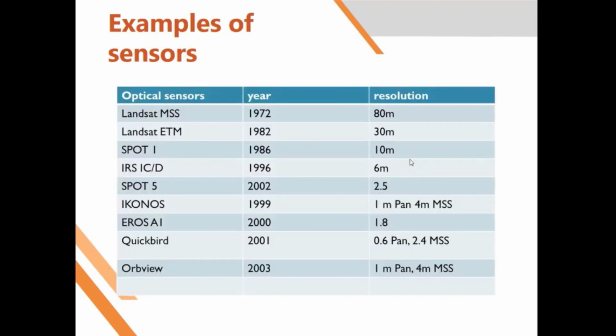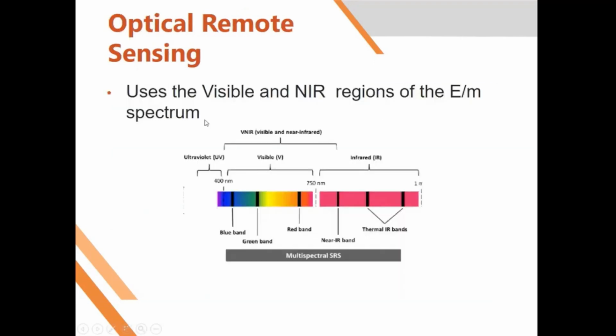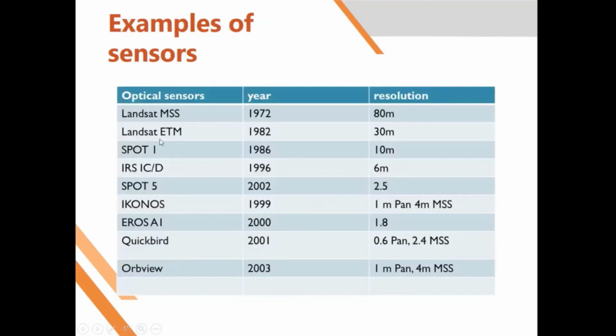So examples of sensors. We have the Landsat multispectral sensor that was launched in 1972 at a resolution of 80 meters. And then later, they brought the Landsat enhanced thematic mapper in 1982 at a resolution of 30 meters. There is SPOT, there is IKONOS, there is QuickBird, there is OrbView. There are very, very many sensors in orbit that we can use for remote sensing.